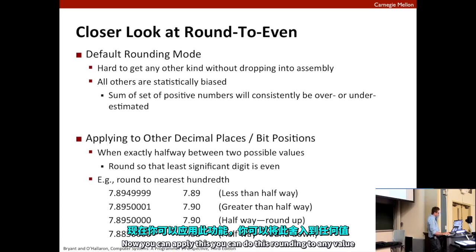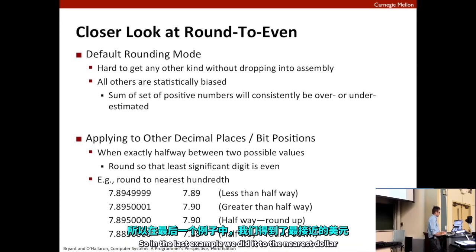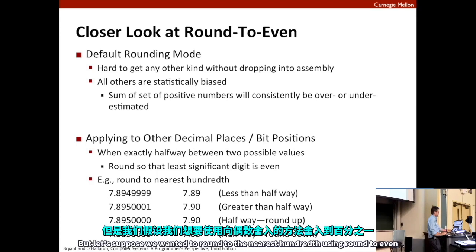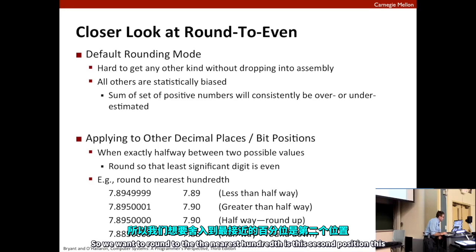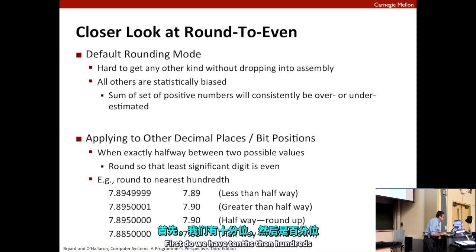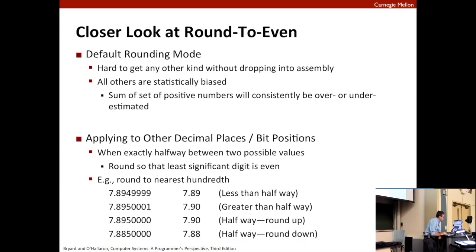Now, you can apply this rounding to any value. In the last example, we did it to the nearest dollar. But suppose we wanted to round to the nearest hundredth using the default round to even mode. The nearest hundredth is this second position. First we have tenths, then hundredths.